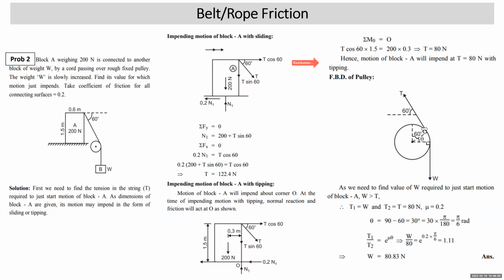This string or line is making 60 with the horizontal, so the normal will make 60 with the vertical. We mark 60 with the vertical. Immediately I understand from this diagram, theta is 30 degrees, 90 minus 60. That is 30 degrees. But we have to take it in radians, 30 into pi by 180, pi by 6 radian.